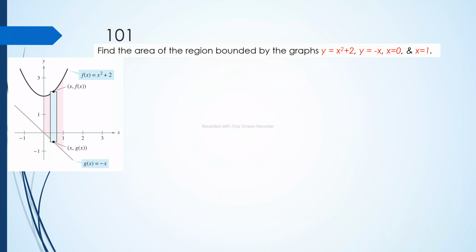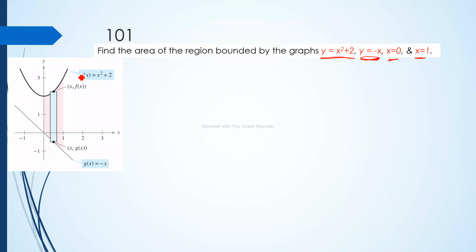So here we have a region bounded by the graph y is equal to x squared plus 2, y is equal to negative x, x is equal to 0, and x is equal to 1. Without looking at the graph on the left side of this presentation, we can see that there is a parabola here, y is equal to x squared plus 2. And then y is equal to negative x, that is a line, because this is a linear equation. And then x is equal to 0 and x is equal to 1. So we have a region here.